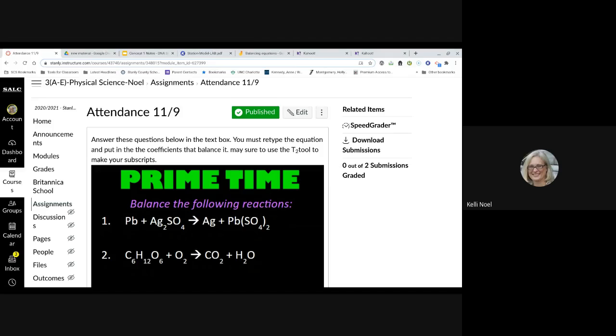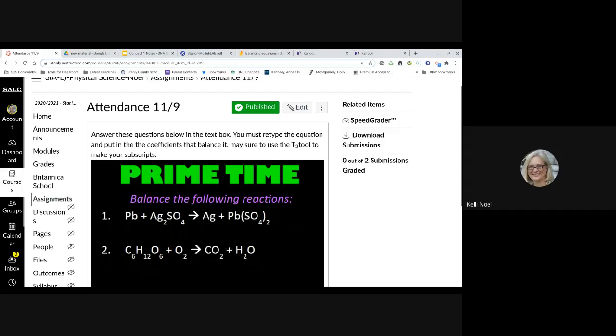So if you remember from biology, you have 1 glucose molecule plus 6 oxygen gases gives you 6 carbon dioxide and 6 waters. If you remembered that this was respiration from biology, you wouldn't have had to balance it. You would have known. So those are the 2 answers. So get those typed and you will submit.